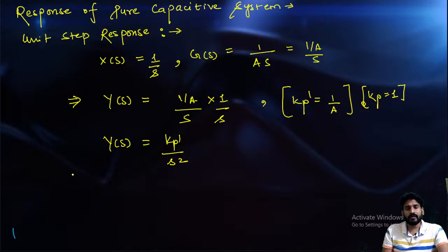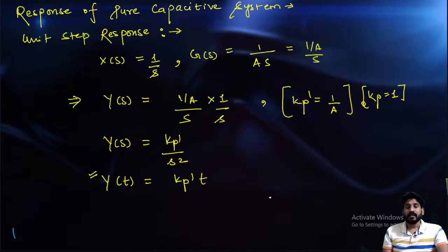If you take the Laplace inverse and find y(t), then what is it? Kp dash has the value of 1 by A, and it is constant itself. The inverse Laplace of 1 by S square is t. So y(t) is Kp dash into t. I hope that it is clear to you.